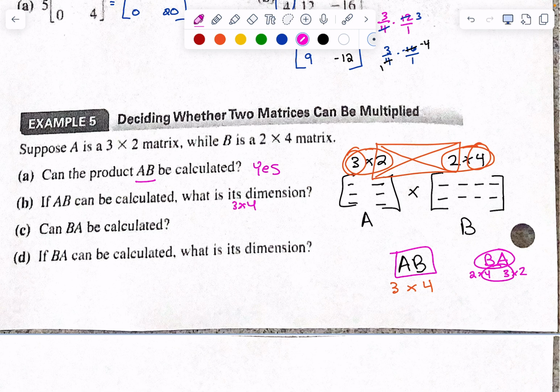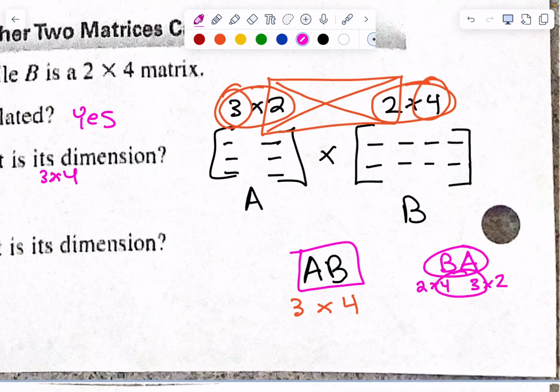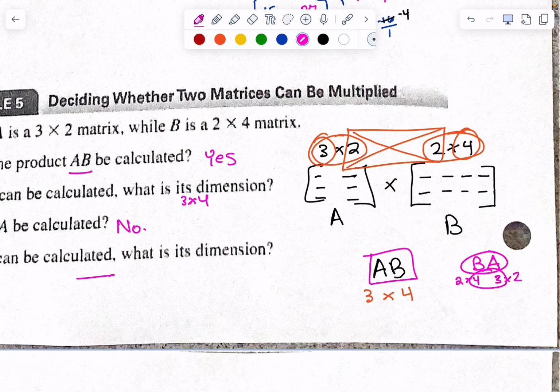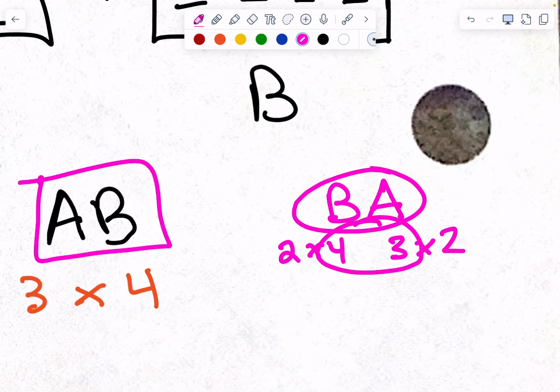Can B times A be calculated? No, because the middle two dimensions are not the same. If BA can be calculated, what are its dimensions? None. It will not have any because it does not work. Do you see why? For BA, BA will not have dimensions because its middles don't match.